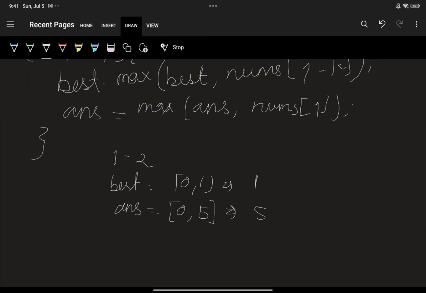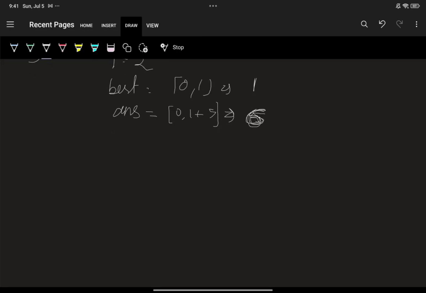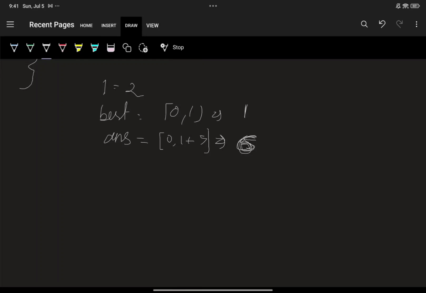Sorry, here I have made one mistake. Best plus nums of j, because I have to take the sum of that value pair now. So 1 plus 5. Here 1 plus 5. Let me read it. 0 comma 1 plus 5, that is equal to 6. Okay, so for now our answer stored is 6.